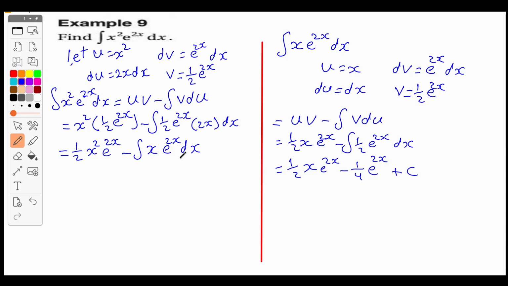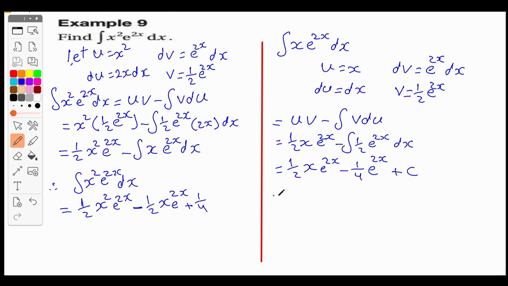Now we need to plug in to find the answer of this. So we say, therefore, the integral of x squared e to the 2x dx will be equal to the first part, half x squared e to the 2x, minus the answer of this, which is half x e to the 2x, minus quarter e to the 2x. Negative times negative will be positive, quarter e to the 2x, and then plus c.